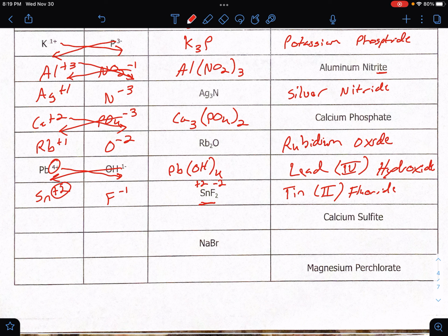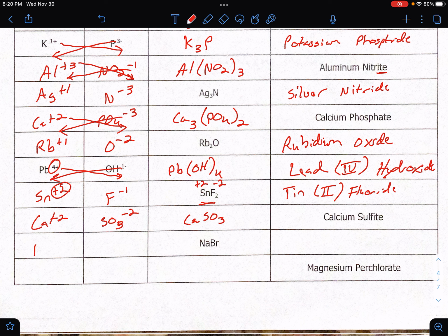Calcium sulfite. So calcium is Ca, the +2. Sulfite, okay, be careful with that, is SO3 with a -2. Now, both already balanced, so I don't need to do anything. So all I got to do is put them together. So CaSO3.